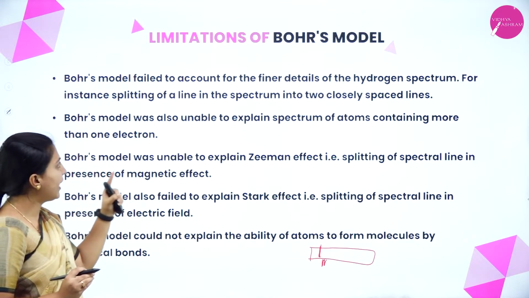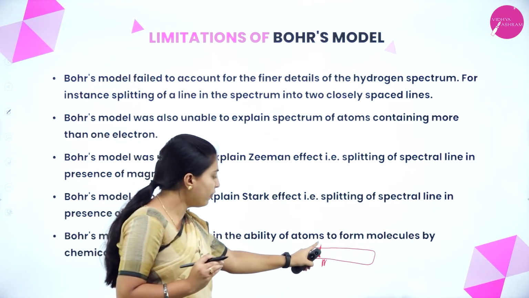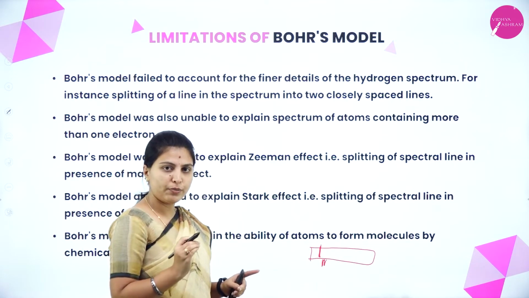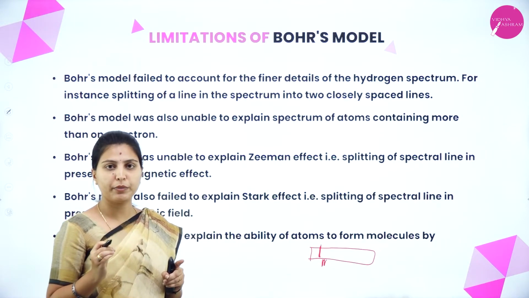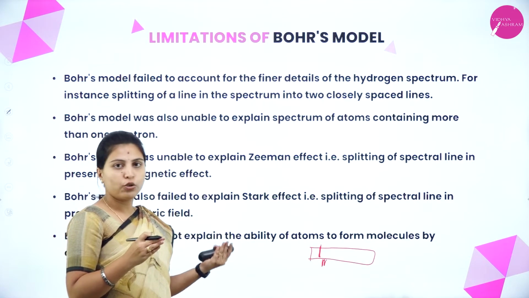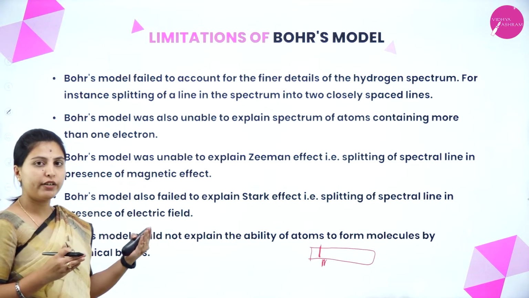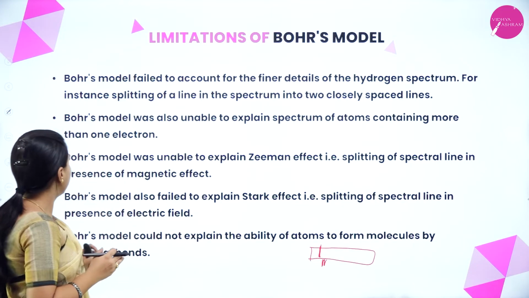Instant splitting of a line in the spectrum into two closely spaced lines. That's what I told now. This is one line of the spectrum, and within it many finer spectral lines are present close to one another. He could not give those details, or could not account for them completely. This is the first limitation of Bohr.